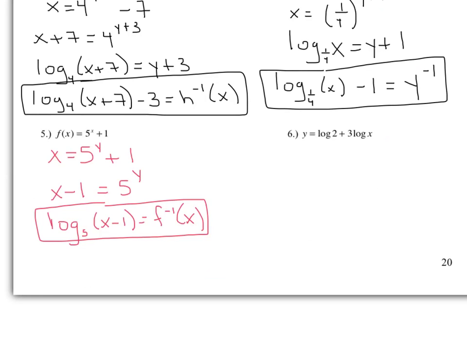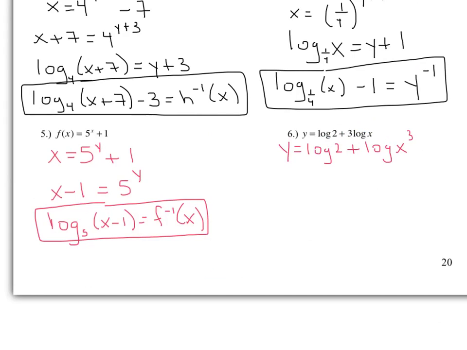So for number 6, we have to work a little bit in order to be able to find the inverse. You should notice in number 6 that we have 2 separate logs here on the right hand side. So we're going to have to use a couple properties of logs before we can actually find the inverse. So the first thing I want to do is, I notice that I have a coefficient here of 3. So I'm going to use my power property and move that as an exponent. So this would be log 2 plus log of x cubed.